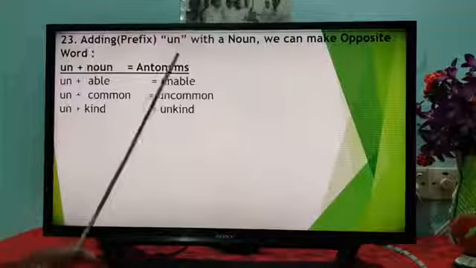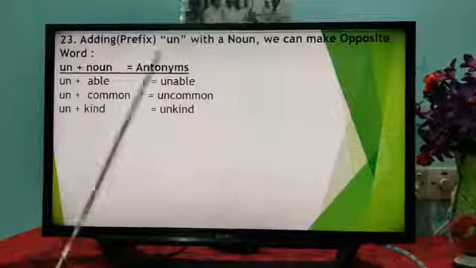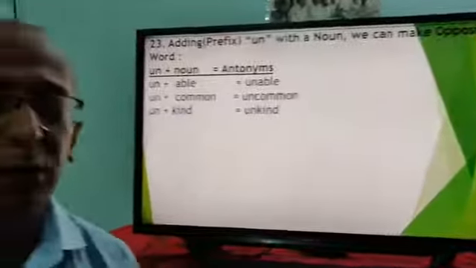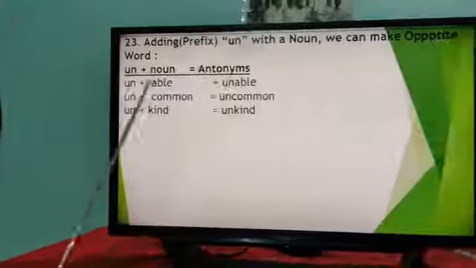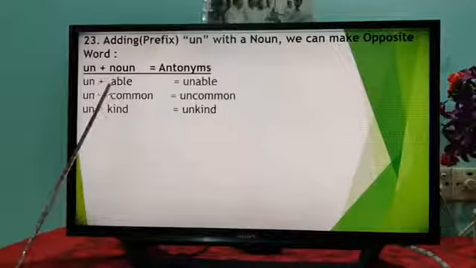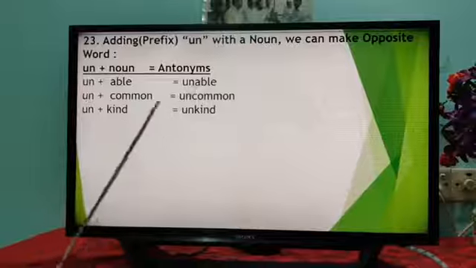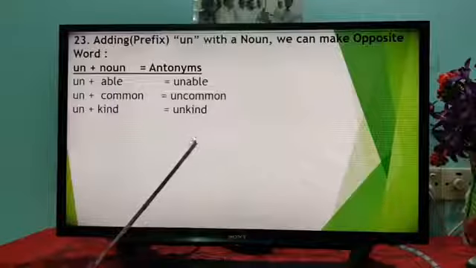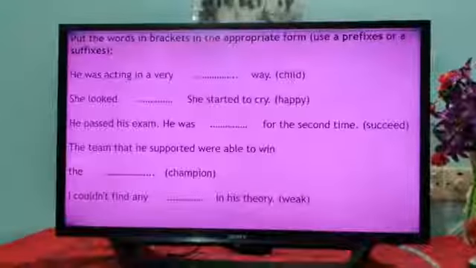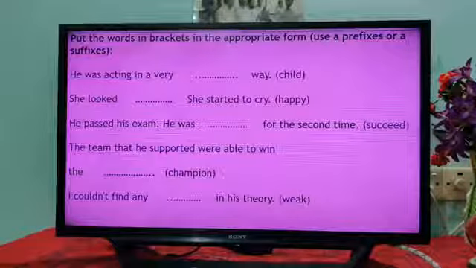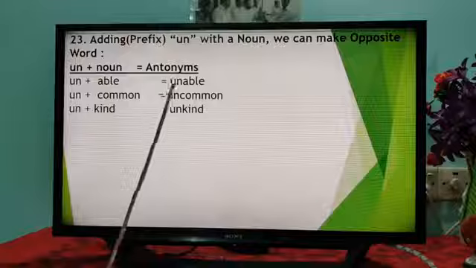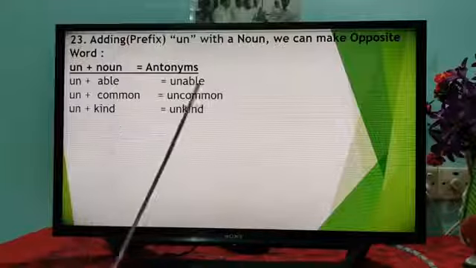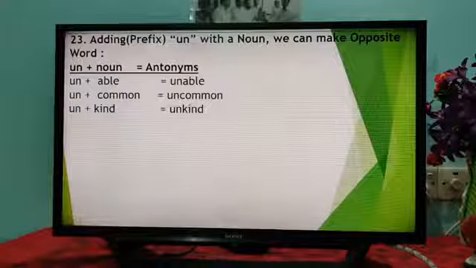Adding the prefix un makes an opposite word. Okay? Un is used to make an opposite word. Able, unable. Common, uncommon. Kind, unkind. So un is added to a word to make the opposite word.